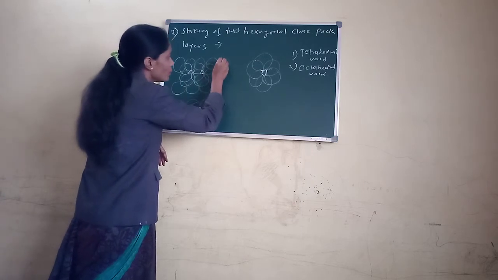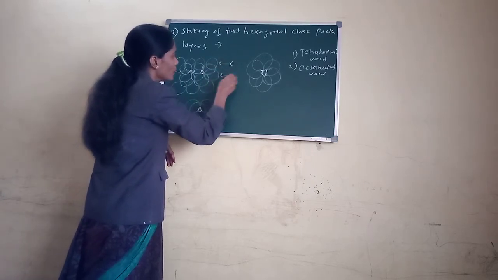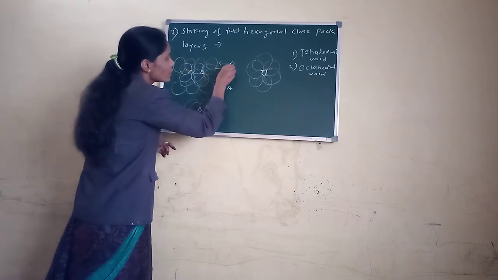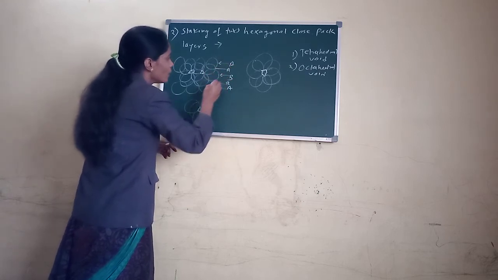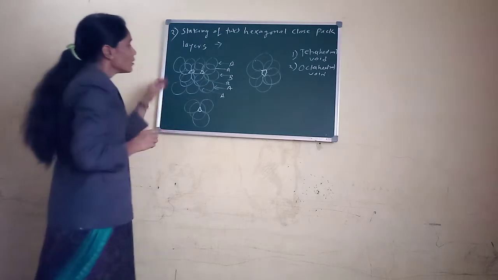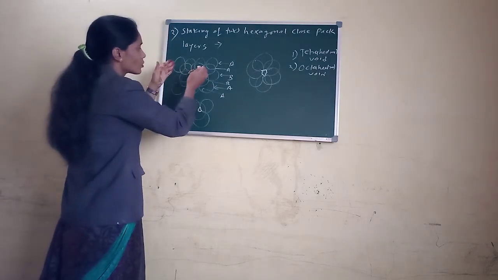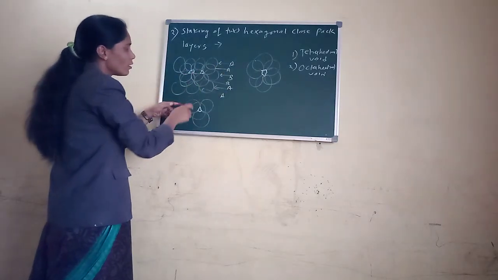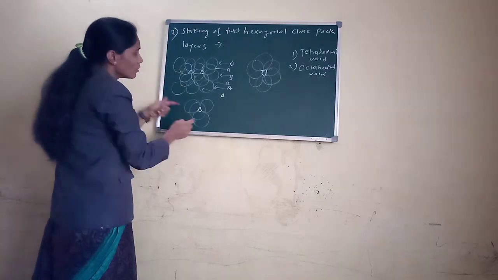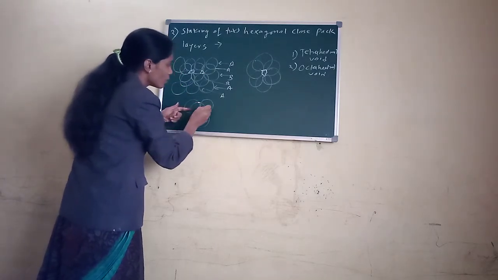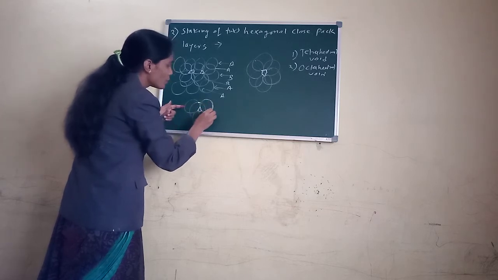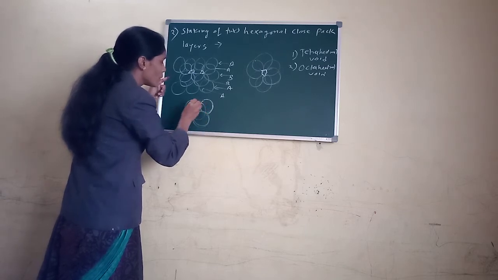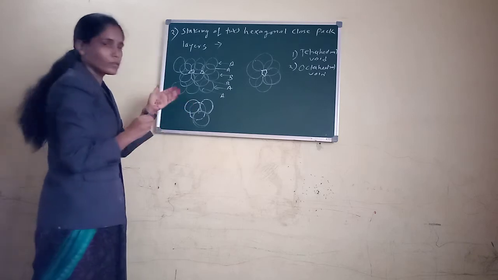For example, one layer of HCP, hexagonal close pack layer, is placed on another layer. This is the first layer A, then B, then A, and again the same layer placed over it. This close pack structure produces two types of voids. First is the octahedral void, observed in three spheres of the upper layer and one sphere of the lower layer.